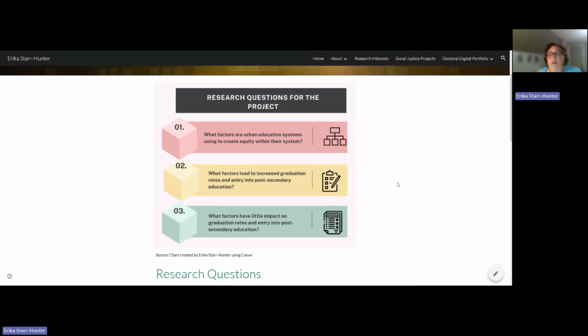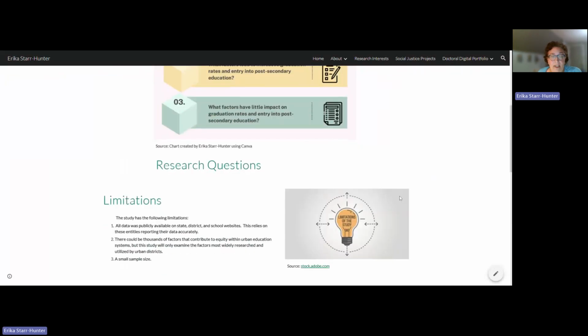So I went through a list of researched equity factors that researchers said would increase graduation rates or entrance into post-secondary. And I asked urban educators, do you see these being used in your schools? Then I asked, do you think that this factor is effective, or do you think it's ineffective?